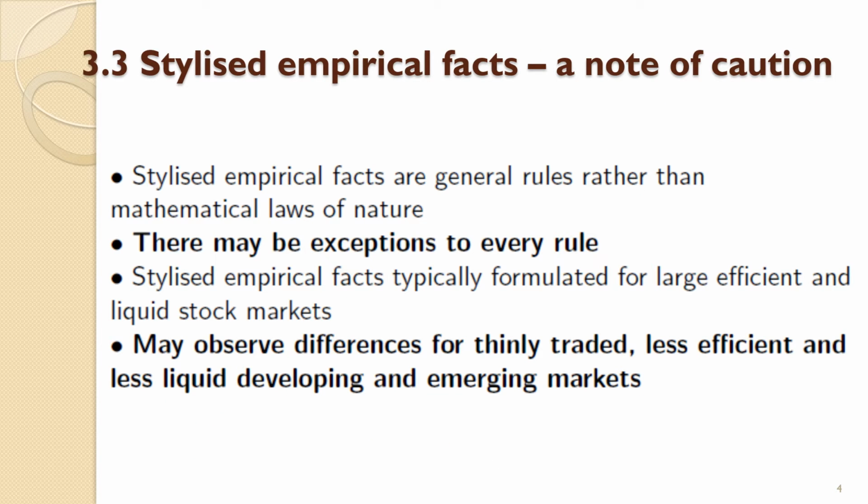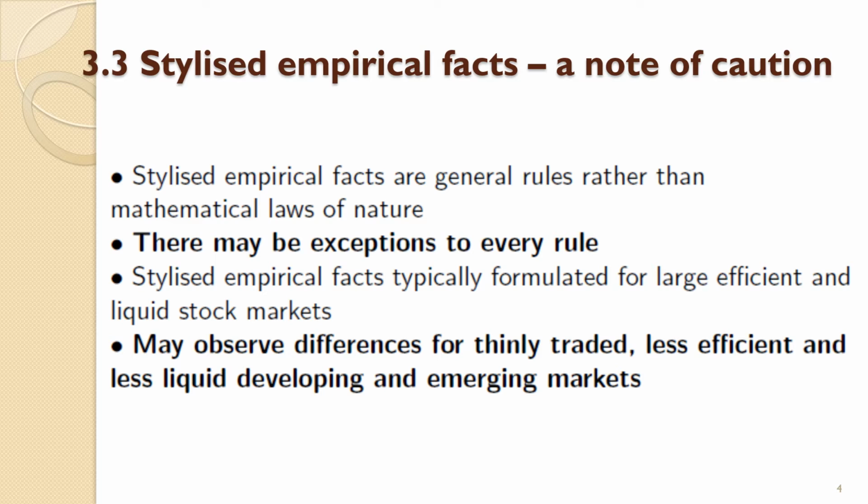So just to recap then, these stylized empirical facts are general rules rather than mathematical laws of nature, so there may be exceptions to every rule. For instance, when I talked before, there were lots of Chinese students, so we were looking at some data from the Chinese stock market, and we found some violations of these stylized empirical facts for the Chinese stock market. So by way of a caveat then, stylized empirical facts are typically formulated for large, efficient and liquid stock markets, usually the US, perhaps some of the larger European and Asian markets as well.